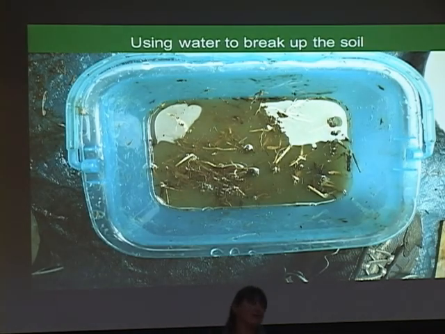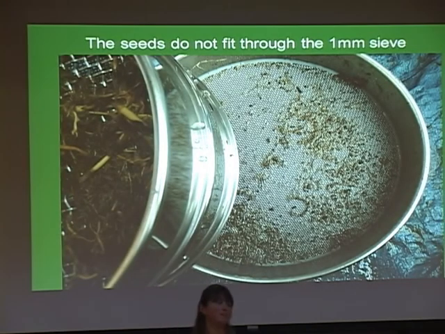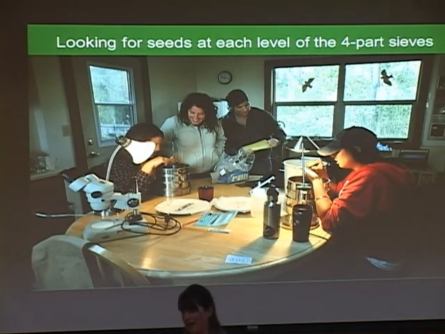And then each sample, one at a time, we rinsed with water using a hose and a nozzle, and then we would break up the clay with our hands a little bit further, and then we would rinse them through a series of graduated sieves. The first sieve was 5 millimeters, and then 2 millimeters, and then 1 millimeter. We found that the 1 millimeter sieve was small enough that the Spartina seeds couldn't get through. They're at least 1 millimeter thick. And that's us looking for the seeds.